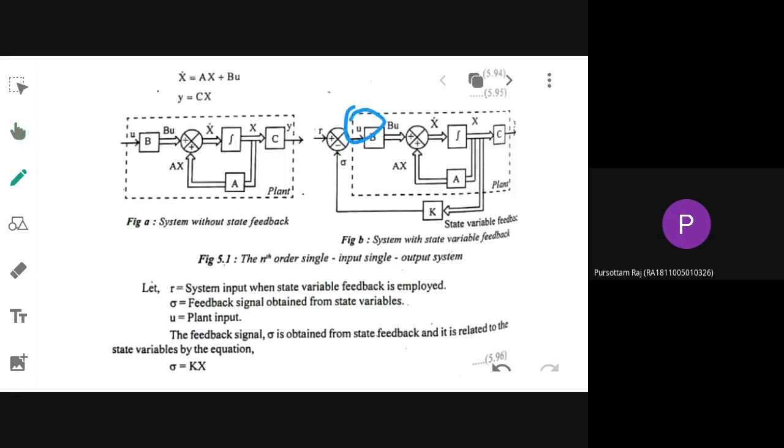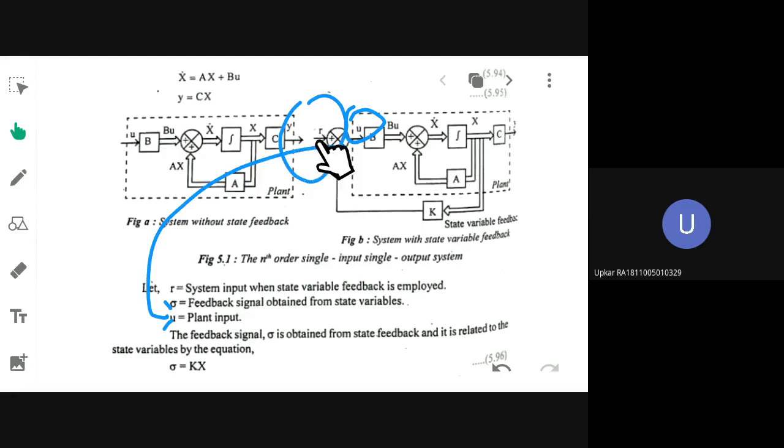Originally you are having only U, that is the plant input. Now you are adding another input. What is the other input that you have added here in extra at the input side? What input has been added in extra in addition to the plant input? System input, ma'am. Sigma. There is an R factor and sigma. Sigma is a state space feedback. So two inputs are added extra. One is a state space feedback element and the other one is your R, that is a system input.